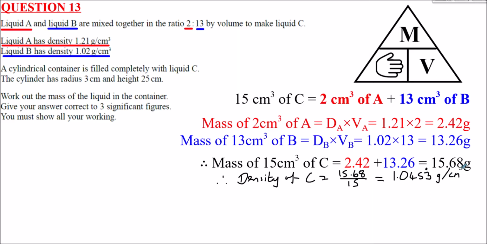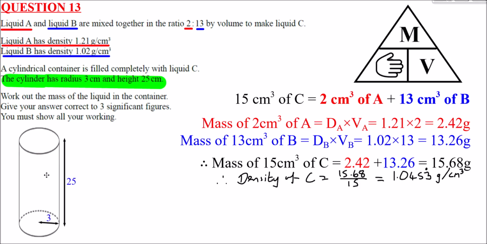So what's this liquid C doing? Well, it's actually going to be filling a cylindrical container. And this cylindrical container has radius 3 centimetres and height 25 centimetres. So let's picture this cylindrical container next, which is like this. So we need to work out the volume of this cylinder. So you need to recall how to calculate the volume of a cylinder. It's the area of one of the circular ends of it multiplied by the length, or in this case, the height.